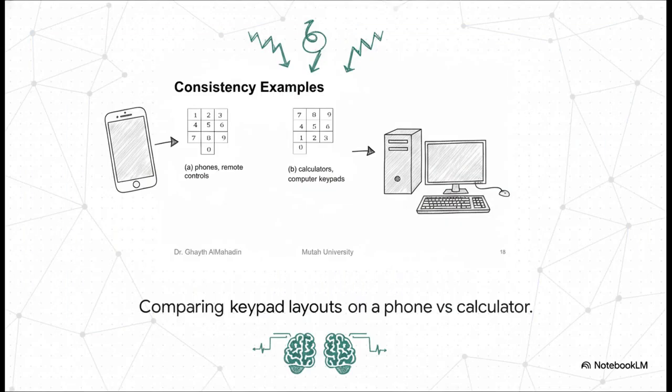But here's a fun quirk. Consistency can sometimes vary across platforms. Look at standard number pads. A phone dialer starts with 1, 2, 3 at the top, but a computer number pad or a calculator, those start with 7, 8, 9 at the top. This is exactly why you might briefly stumble and hit the wrong key when switching your brain from dialing a phone to doing math.